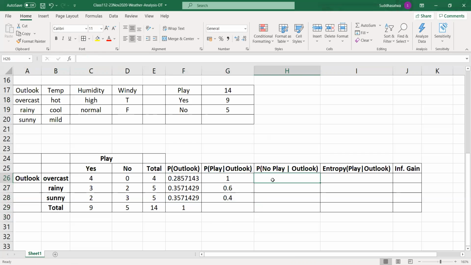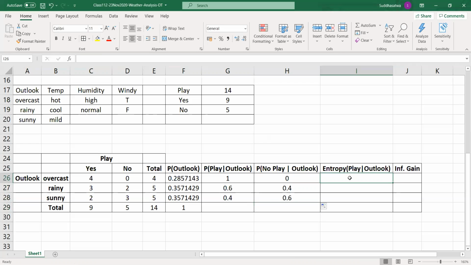Now I do the same thing for no play. So for no play, what is going to happen? This divided by this, right? So the probability of no play given the outlook being overcast, how many times did I play? 0. So that's why it is 0 divided by 4. Next one is 2 divided by 5. Next one is 3 divided by 5. So this is what I get, right?